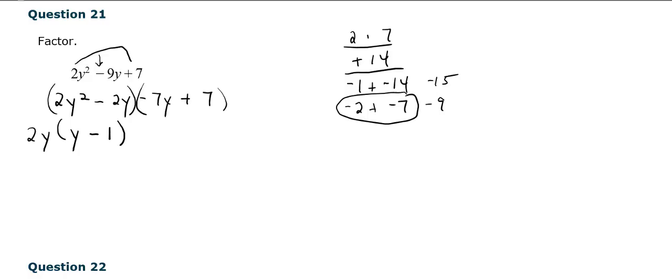In the second group, remember if this is a negative, we're going to factor out a negative. And 7 goes into both. So remember, we should end up with y minus 1 at the end. So negative 7y divided by negative 7 is positive y. And positive 7 divided by negative 7 is negative 1.